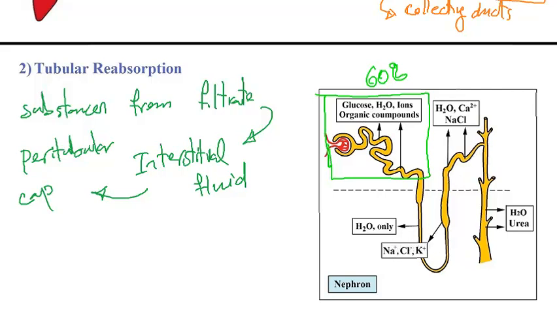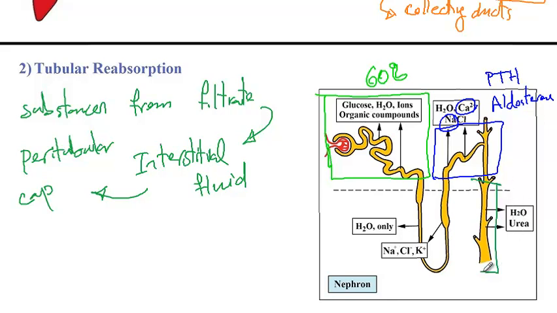So the descending limb is reabsorbing only water, while the ascending limb is reabsorbing sodium, chloride, and potassium. Then we get to the distal convoluted tubule right here, where aldosterone induces reabsorption of sodium, while parathyroid hormone induces reabsorption of calcium. And then finally we have the collecting duct, which reabsorbs urea and water. Antidiuretic hormone acts on this segment in order to increase the number of aquaporins for enhanced reabsorption of water. Okay, so now we are done with the reabsorption component.